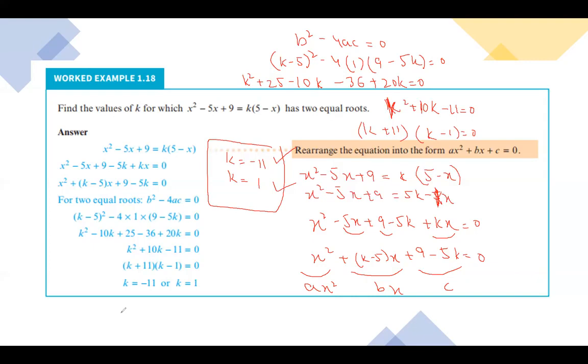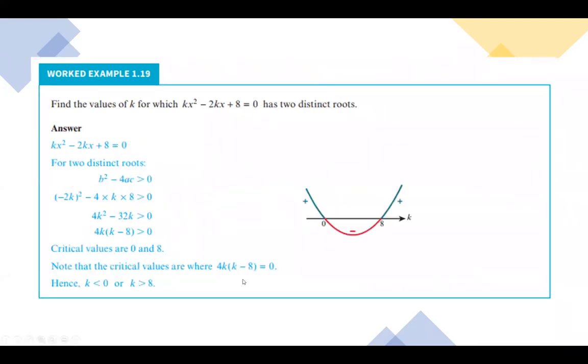Now moving to the last question of the lecture. kx square minus 2kx plus 8 has two distinct points. When there are two distinct points, first b square minus 4ac is greater than 0. Just putting the values, b is minus 2k, a is k and c is 8, so it must be minus 2k whole square minus 4 into k into 8.